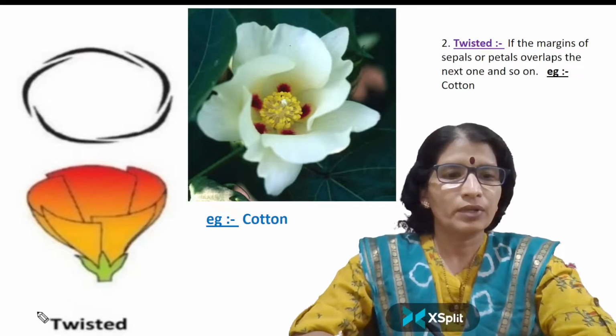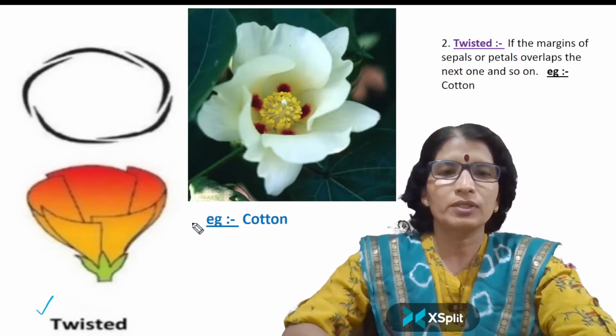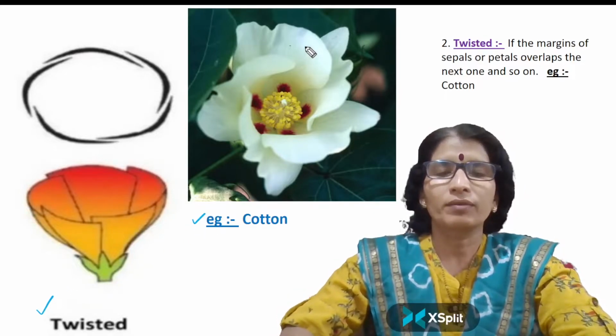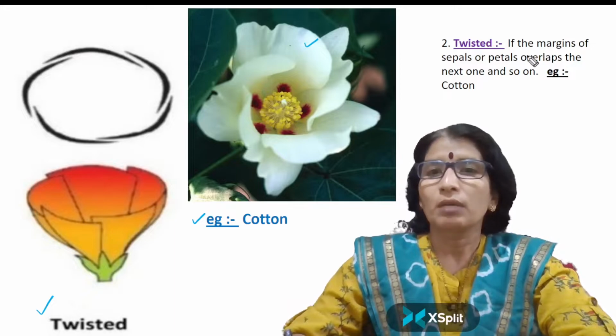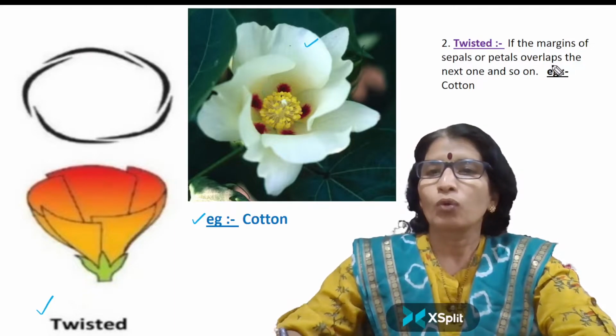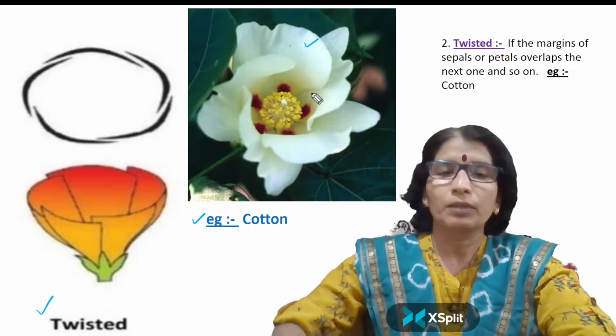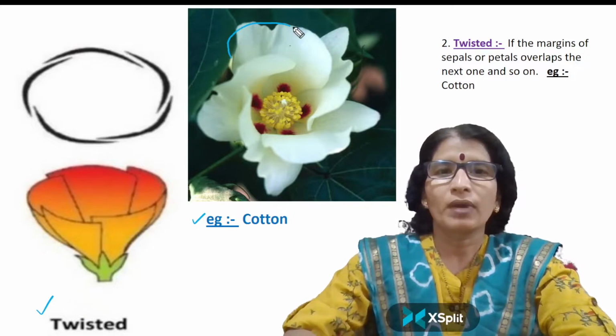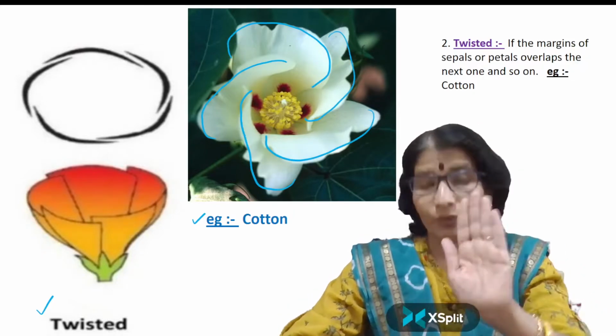Next, the second one is twisted aestivation. The best example is cotton. This is the cotton flower. Twisted aestivation means the margin of a sepal or petal overlaps the next one and so on. That means in the cotton flower you can see 5 petals are present. So here you can see the overlap.